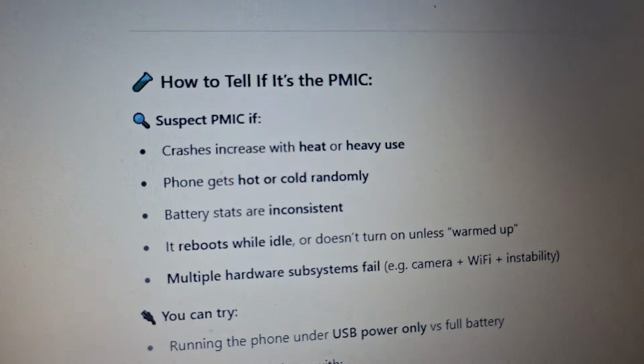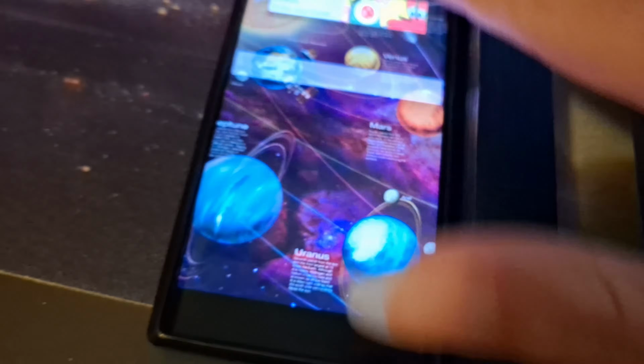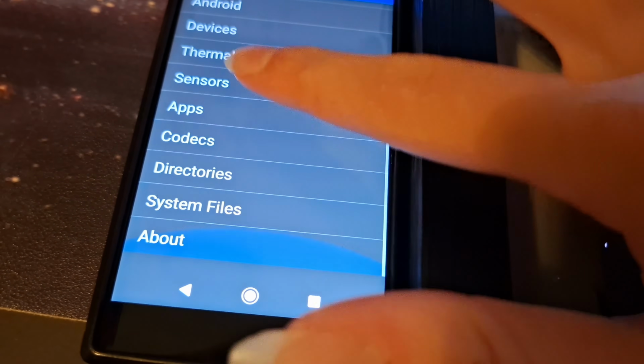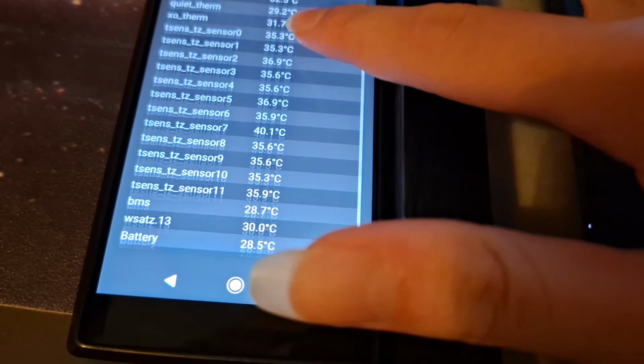Does the phone get hot and cold randomly? The phone is actually quite cold, it's not actually warm at all. I can't even check because the app doesn't want to open properly and it's crashing the system UI again. So unfortunately, I don't fully know. But I do have a feeling this phone is going to kernel panic soon.